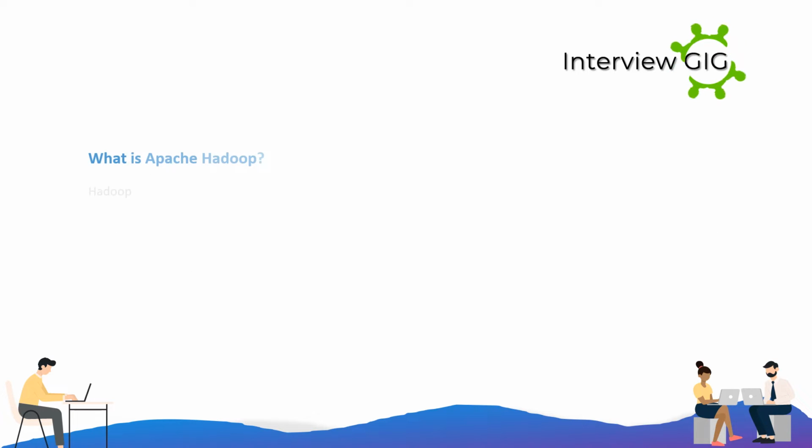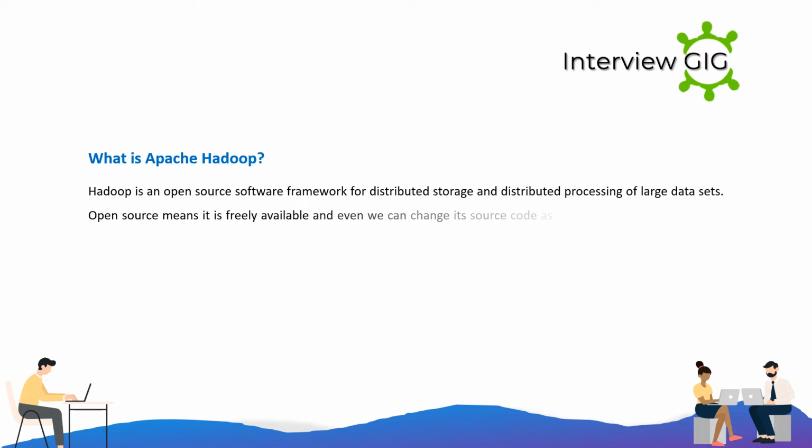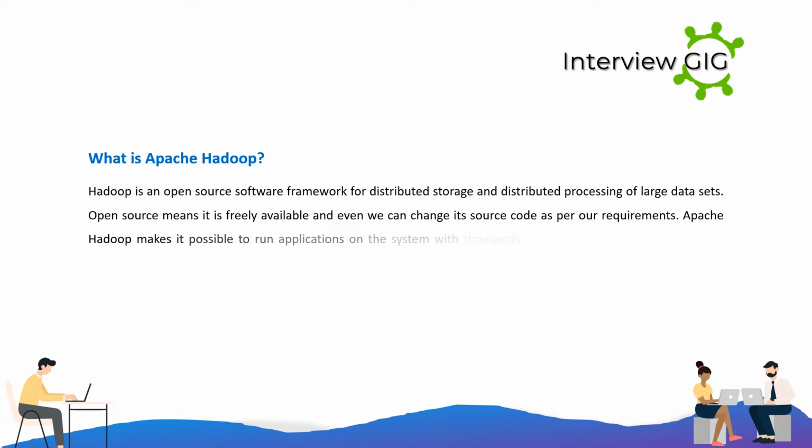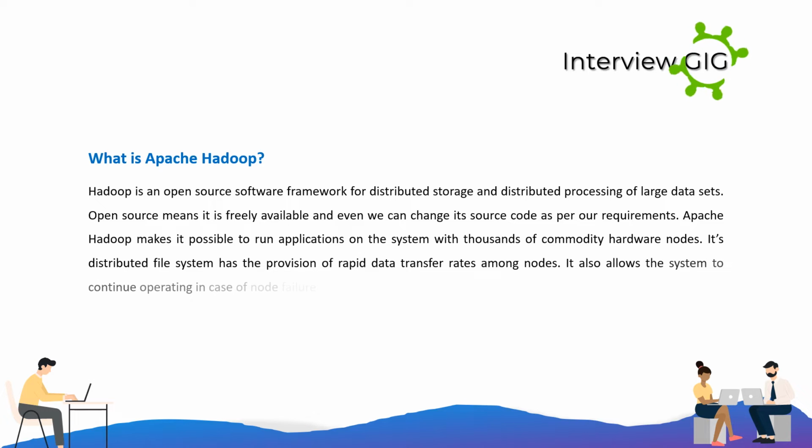What is Apache Hadoop? Hadoop is an open-source software framework for distributed storage and distributed processing of large datasets. Open source means it is freely available and we can even change its source code as per our requirements. Apache Hadoop makes it possible to run applications on the system with thousands of commodity hardware nodes. Its distributed file system has the provision of rapid data transfer rates among nodes. It also allows the system to continue operating in case of node failure.